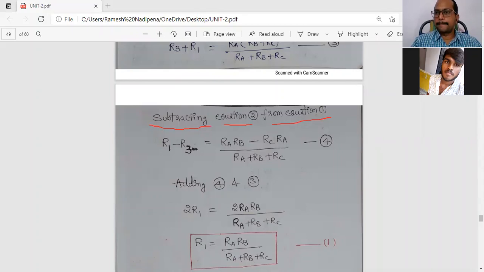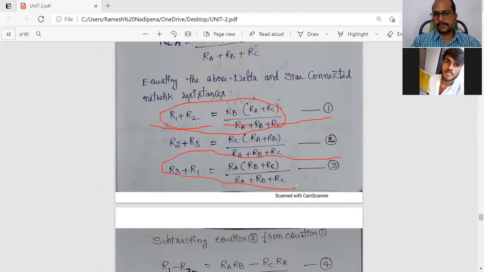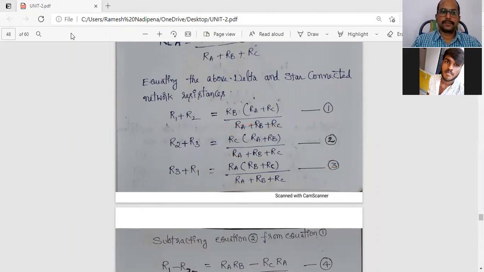See, this is equation 1. Equation 1 minus equation 3 means here R1 is there, here R1 is there. R1 cancels with each other. So R2 minus R3, like that. Okay, sorry, subtracting equation 2 from equation 1. Wait a minute. See, equation 1 from equation 2. That means equation 1 minus equation 2.